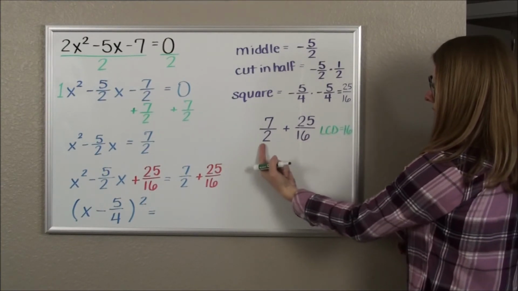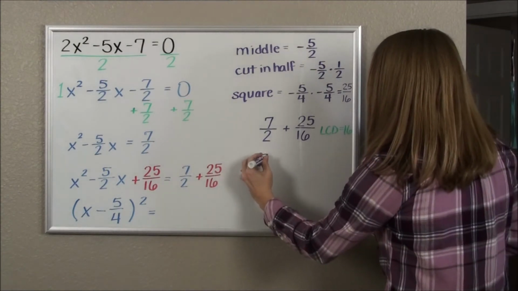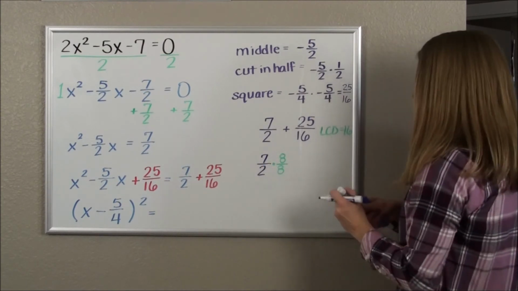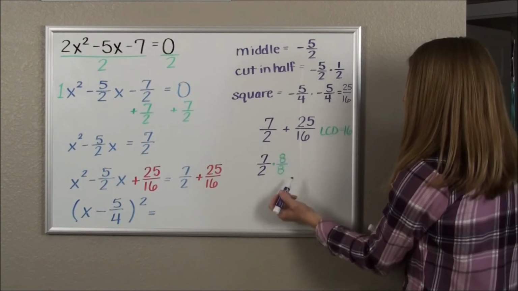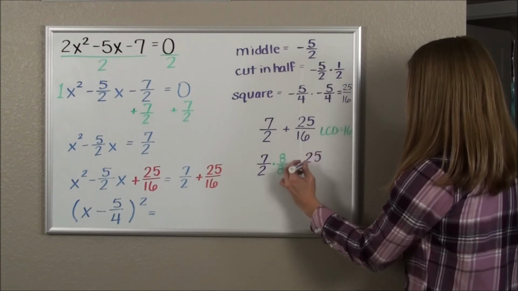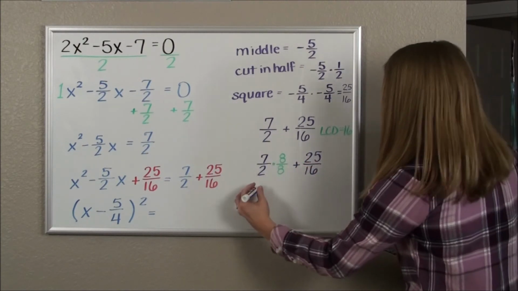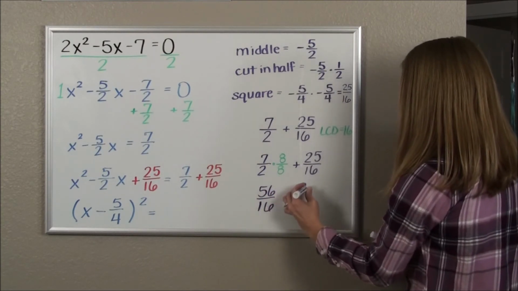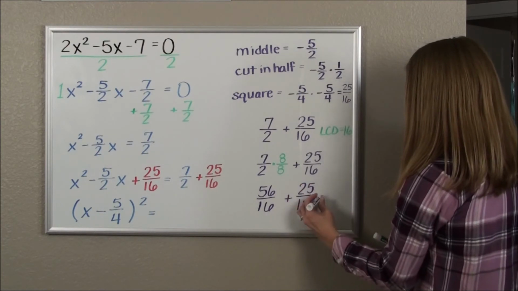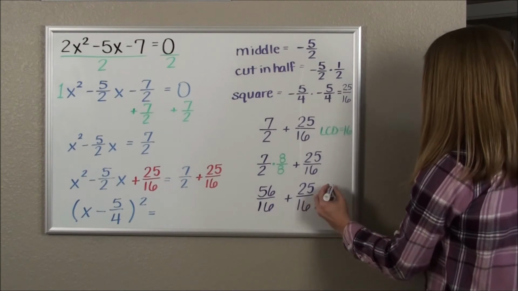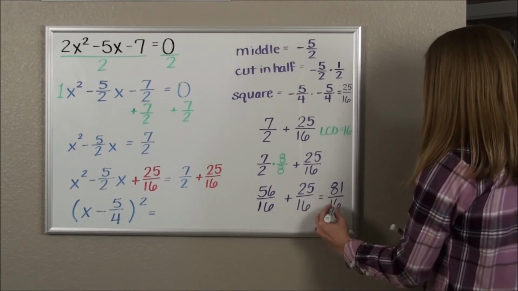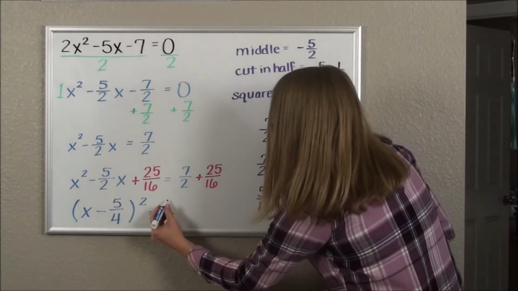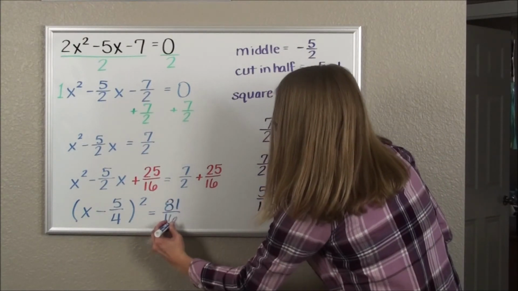Right now this denominator's fine, but this one's missing something to become 16. So let's take that 7/2. If I multiply that by 8/8, it will create a 16 on the bottom, but because I'm doing it to top and bottom, I'm not changing the value, which is really important here. So 7 times 8 gives me 56 on top. 2 times 8 gives me 16 on the bottom, and I'm adding this to 25/16. If I add 56 plus 25, I get 81 all over 16. That all looks nasty, but that's actually going to turn out really nice in a moment. So we've got on the right side 81 over 16.